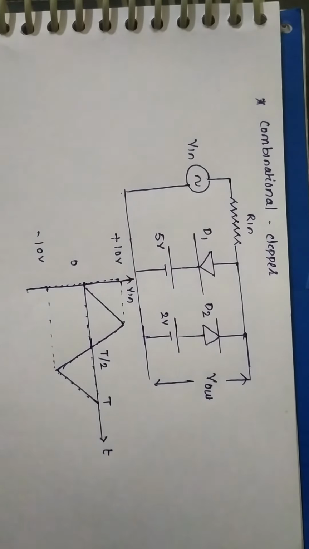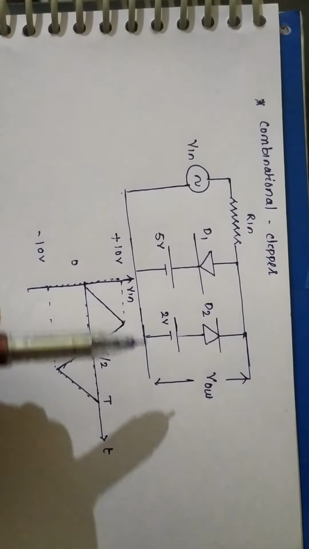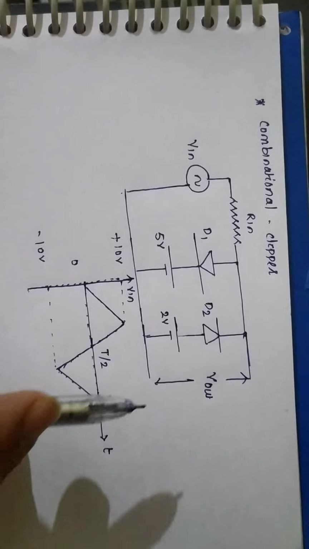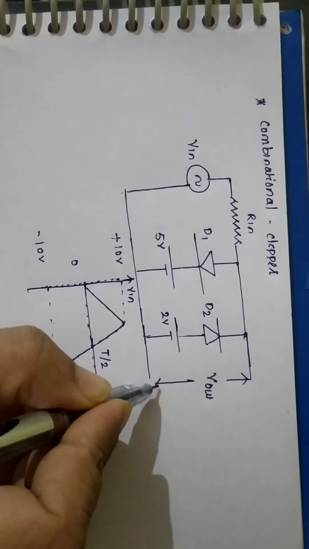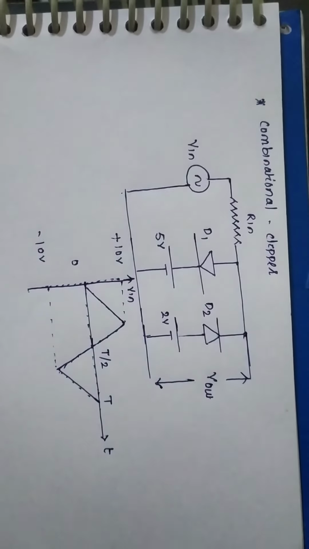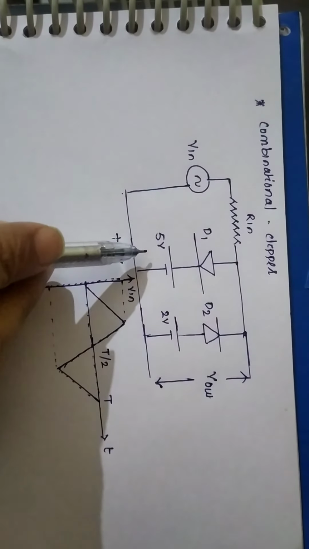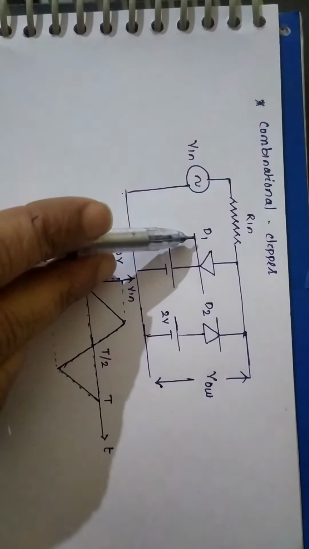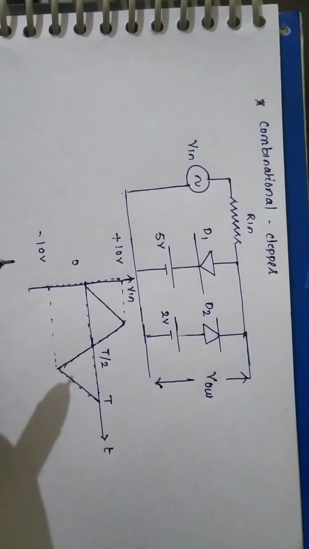Now I'm taking another question from the combinational clipper, and the circuit is given in this way. We have to draw the output waveform for this given circuit. So step 1, first we have to see what is the battery potential connected with diode D1 and D2.